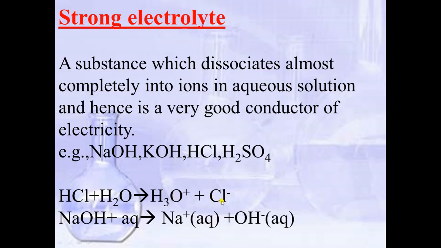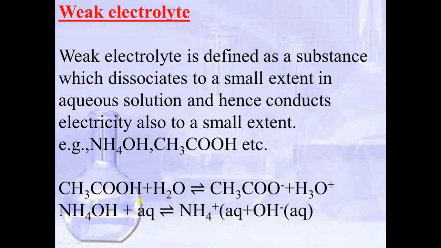These are cations and these are anions. In the same way, when a base NaOH is dissolved in water, this aq stands for aqueous solution, then it will completely dissociate to form Na+ cation and OH- anion. So this is an example of strong electrolyte. As the electrolyte completely dissociates, here we will use this arrow. Now next is weak electrolyte.